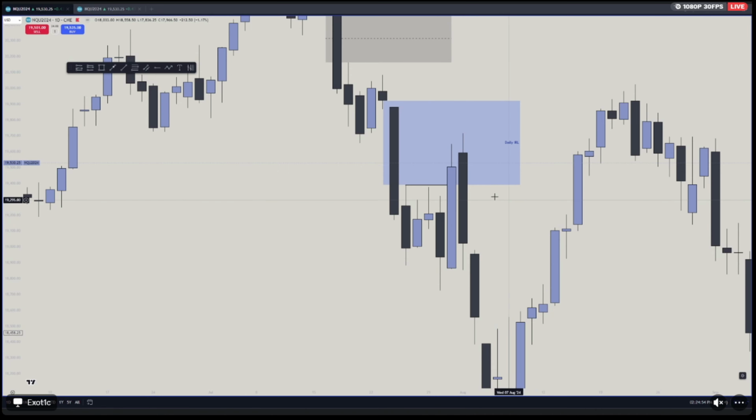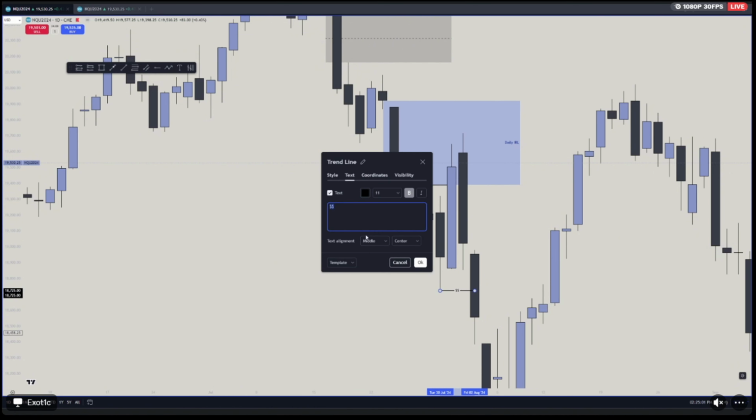Then we can jump down into the hourly time frame, but real quickly, we'll mark our external range liquidity here. I'll actually make it ERL. Keep forgetting to do that. We'll make that our ERL, right?